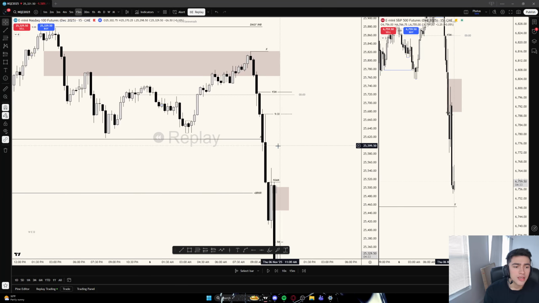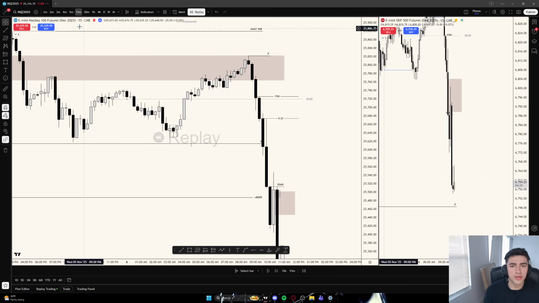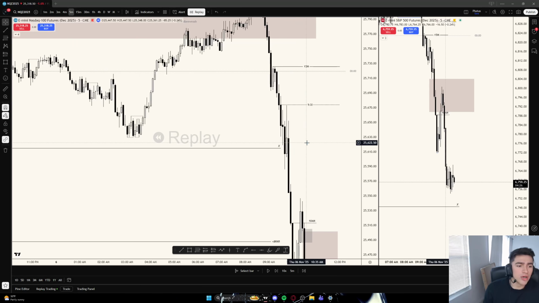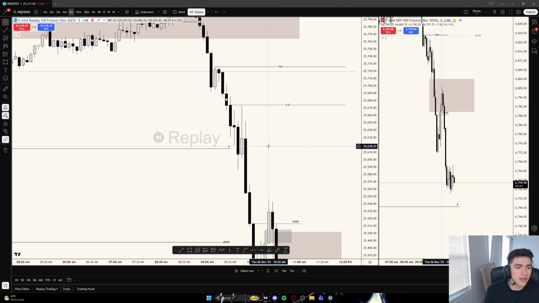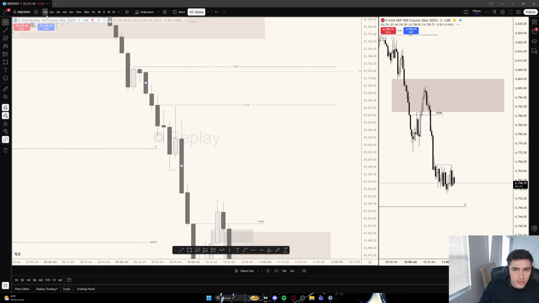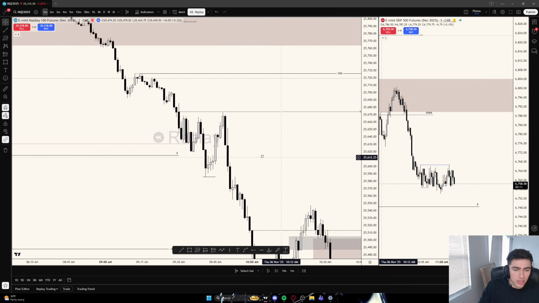So we came in, swept this low, and I was okay, we could potentially seek longs from here. The reason why I don't need to see another sweep of this low here is because we swept an intermediate term low here. So from here, this could be seen as a protected low, and we can long.